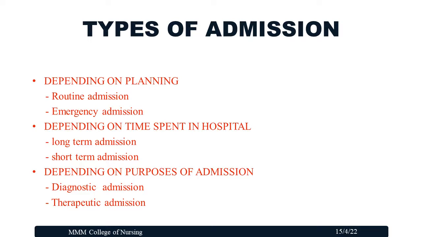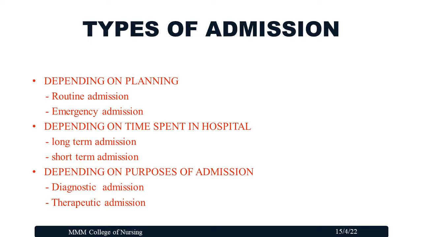Next one is depending on time spent in the hospital. Based on this, admission is classified into two types, that is long-term admission and short-term admission. In long-term admission, the patient stays in the hospital for many days, and in short-term admission the patient stays in the hospital for quite a few days, for example in case of surgeries or any acute conditions.